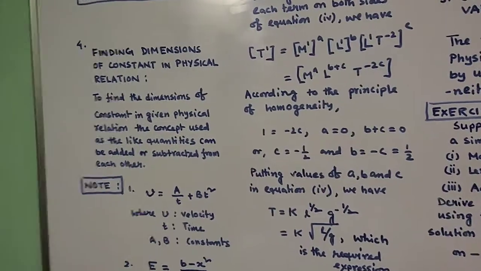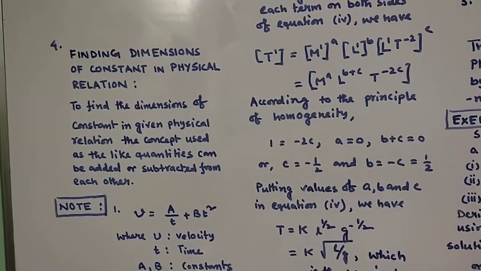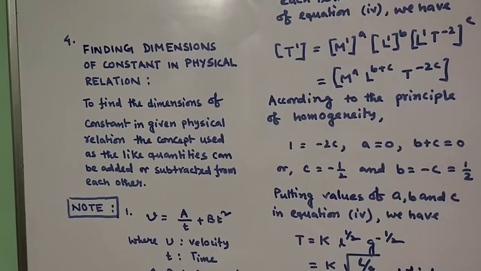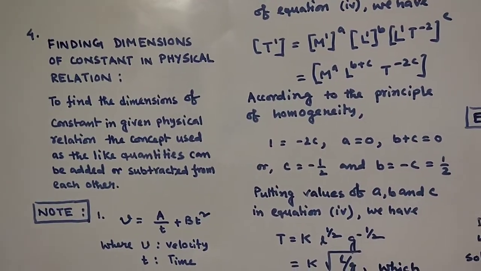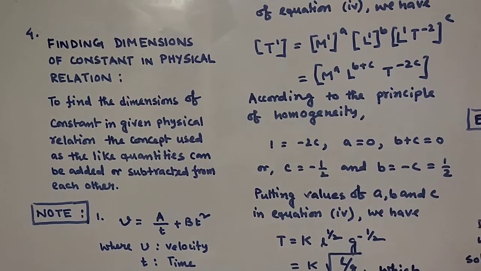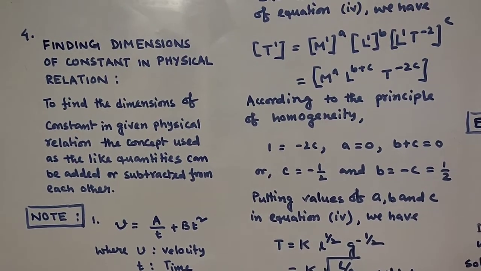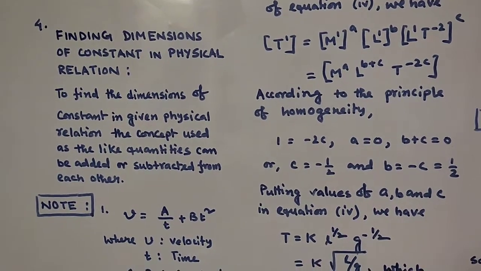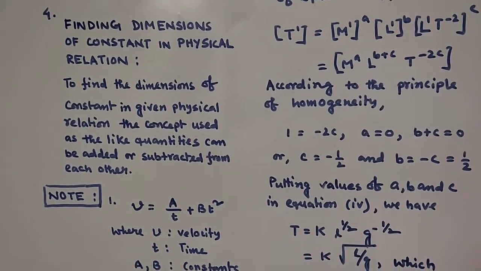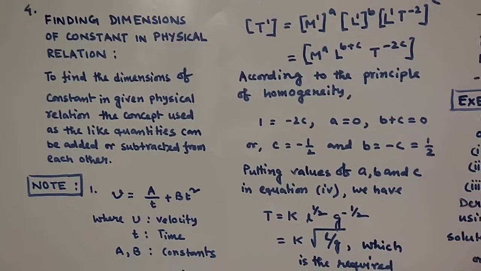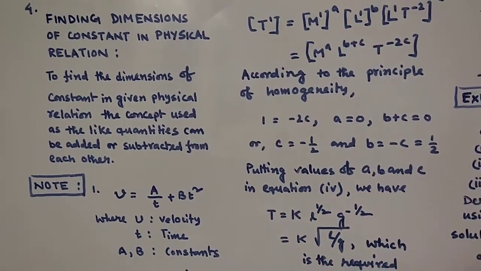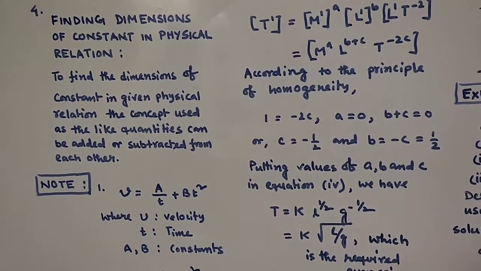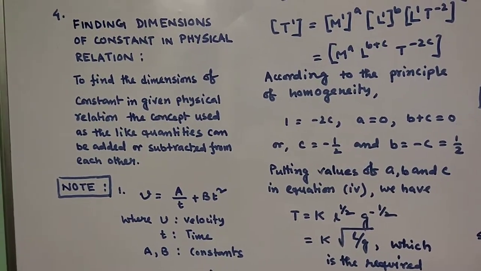Now the next application is finding the dimension of a constant in a physical relation. Suppose a relation is provided to you, you can find the dimensions of the constant. So what you have written here, to find the dimensions of a constant in a given physical relation, the concept used is that like quantities can be added or subtracted from each other. So definitely you can add velocity, but you are not supposed to add velocity with acceleration. You can add mass with mass, but you are not supposed to add mass with time.